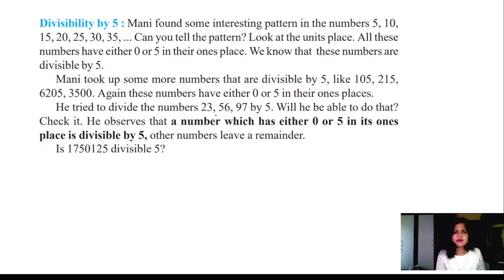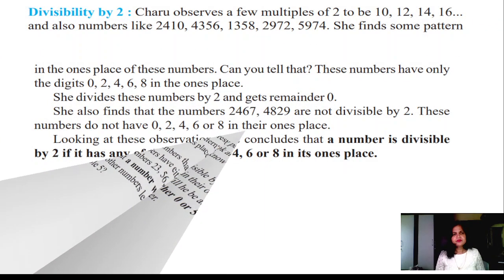He tried to divide the numbers 23 and 56. These are not divisible by 5. Check it. He observed that a number which has either 0 or 5 in its ones place is divisible by 5. Other numbers leave a remainder. Is 17,50,125 divisible by 5? Yes, it is divisible by 5. It is because it ends with a 5 in the unit place.